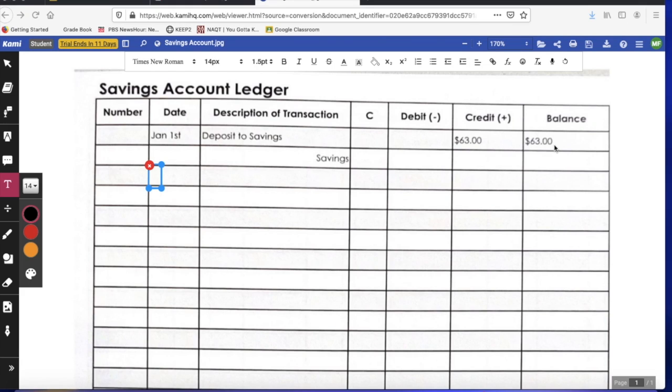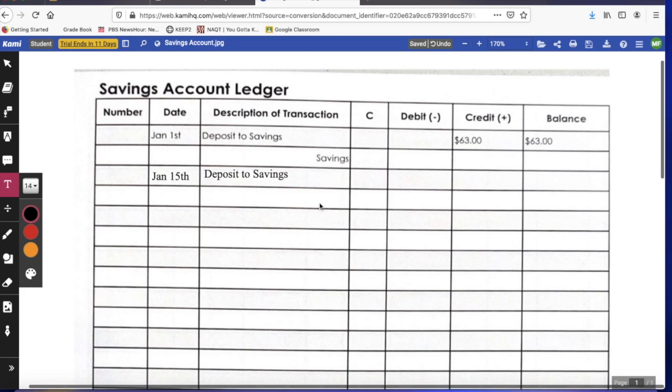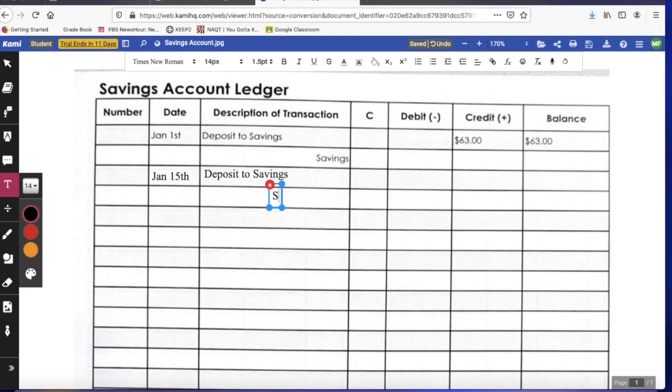And it looks like he does it again one more time in January. So I'm going to go over here. It looks like he does it on January 15th. You'll write this handwritten. Please make sure that you're being as tidy as possible when you're doing this so that I can read it. So deposit to savings. Sorry if you can hear my dog walking around in this. And then down here on the second line, savings.